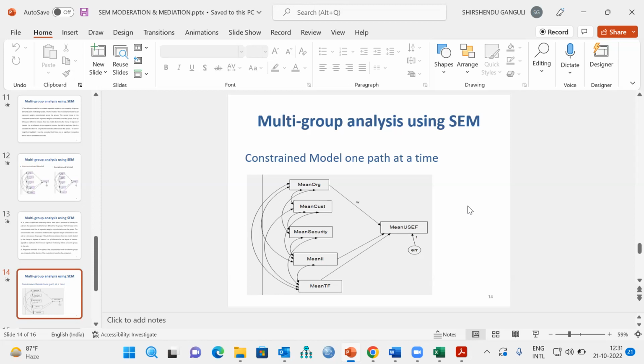In our model, only the path from ORG to usefulness was significant. The other two, II to usefulness and TF to usefulness, were not significant. That means the chi-square test was not significant, so the moderation effect was not present for these two paths. Moderation effect was only present for organizational information to usefulness.